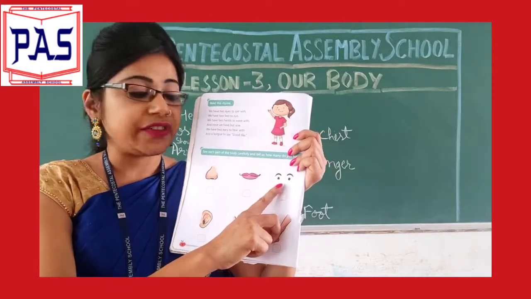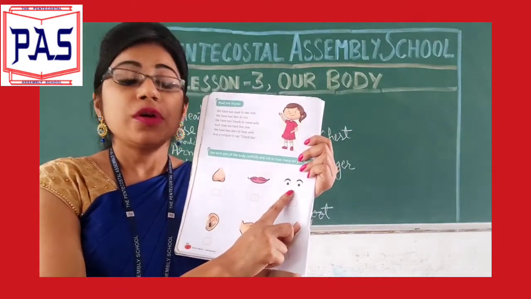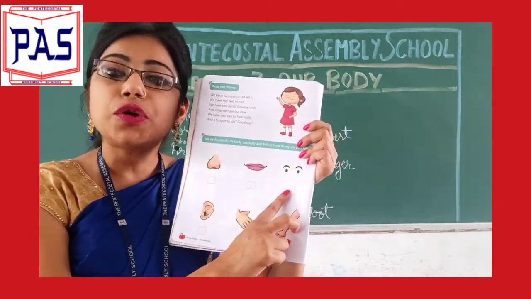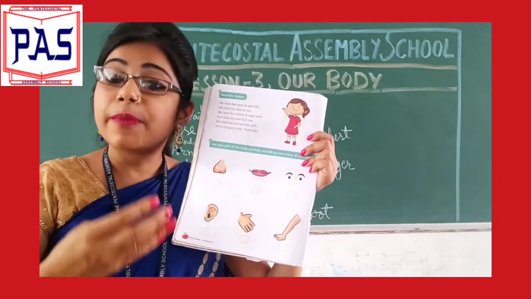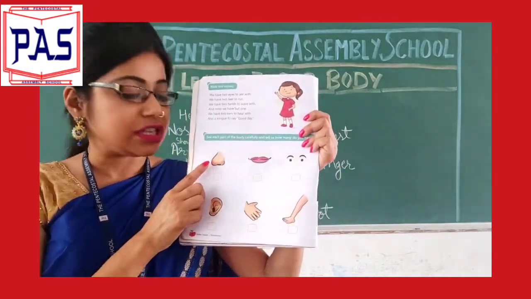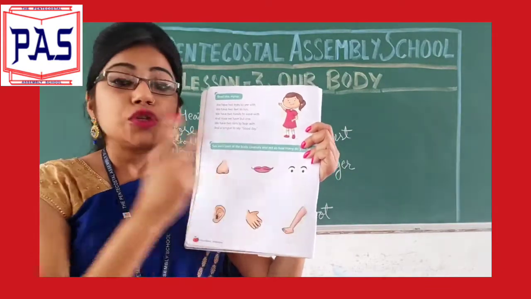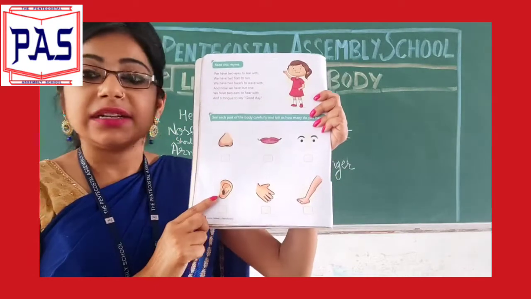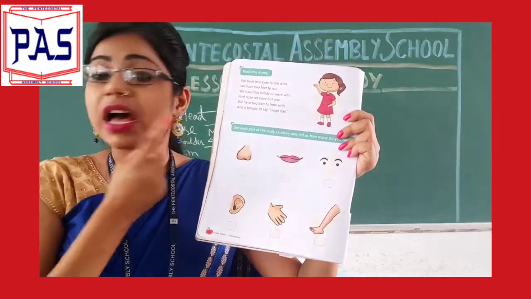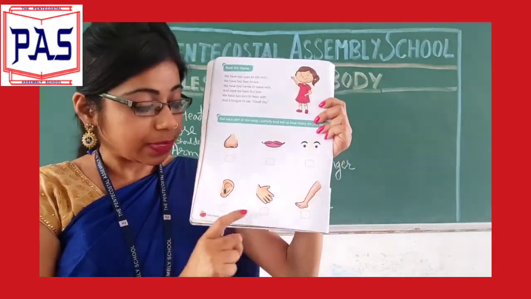Sorry, eyes. Which part of the body is this? Eyes. So, we have 2 eyes. So, you will write here 2. You have to write the number of body parts. This is the nose. We have one nose, one lip, 2 eyes, and ears. Which part of the body is this? This is our ear. We have 2 ears. So, you will write here 2.